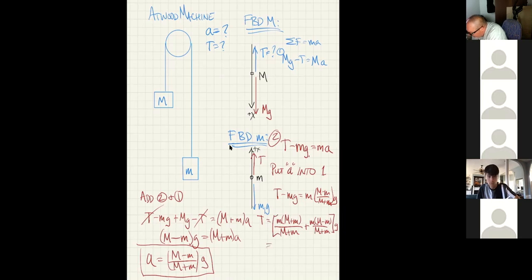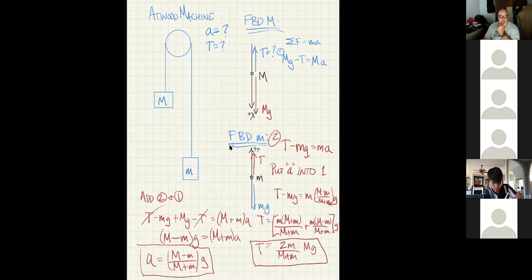So you can see what happens. I get MM plus M squared plus MM minus M squared. So you can see the two M squareds cancel out, and I end up getting 2MMG over M plus M is equal to the tension.